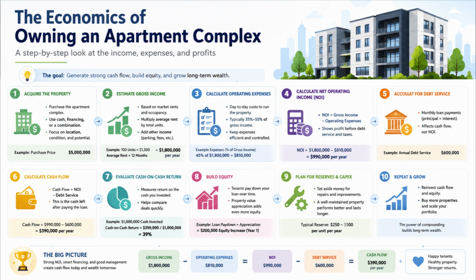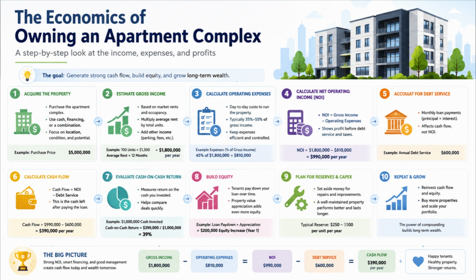First, the owner needs to acquire the property. This means buying the apartment complex using cash, financing, or a combination of both. In this example, the purchase price is $5 million. At this stage, the investor focuses on the location, property condition, number of units, tenant demand, and future growth potential. A good purchase decision is very important because the buying price affects almost every part of the investment return.